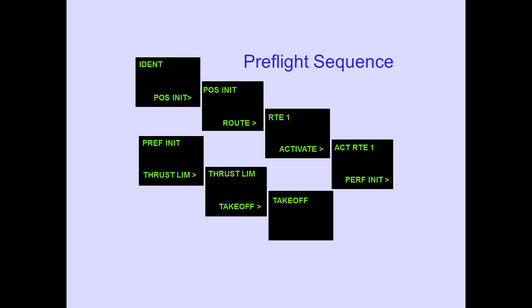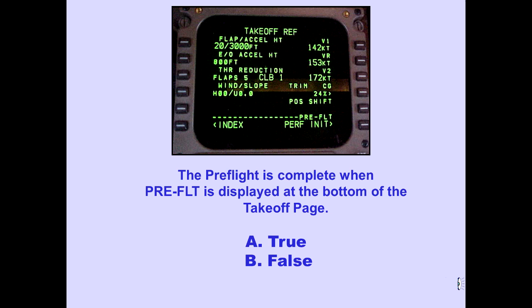In summary, the FMS CDU Preflight begins with the identification page. The lower right line select key is used to select the next page in the pre-flight sequence. When a SID is entered into the route, the sequence is modified by pushing the departure arrival key. Question.